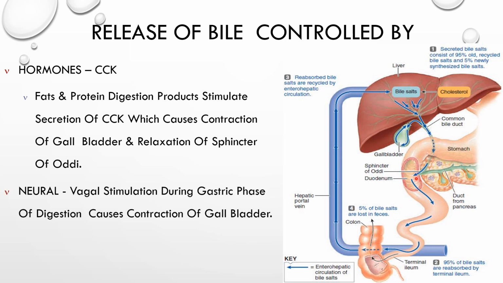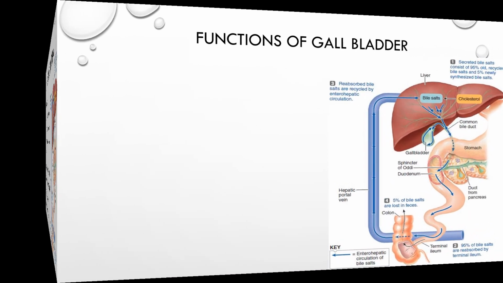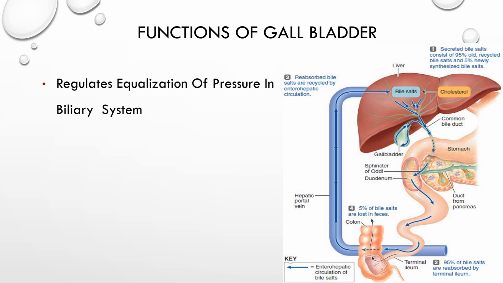And then the neural control is by the vagal stimulation, the 10th cranial nerve. During the gastric phase of digestion, vagal stimulation causes the contraction of the gallbladder. And then cholagogues, these are the substances which cause the contraction of the gallbladder. Functions of the gallbladder: it regulates the equalization of pressure in the biliary system.